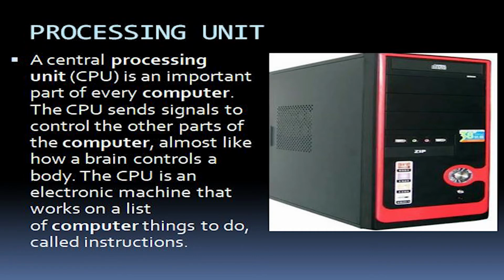Suppose whatever task you are giving in the computer, for example typing, painting, drawing, these all come under computer tasks. So these are all called instructions also. So processing unit means it is the brain of the computer. It is always used to do whatever instruction the user gives. The CPU processes that instruction and performs an operation.